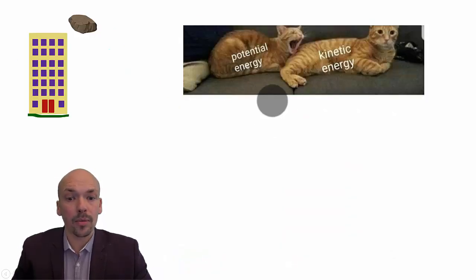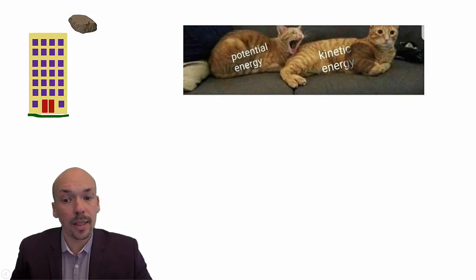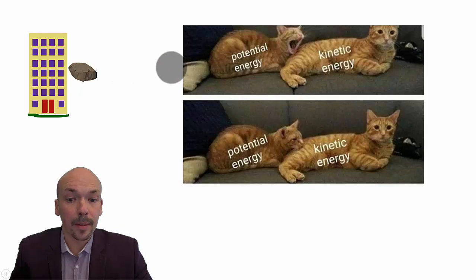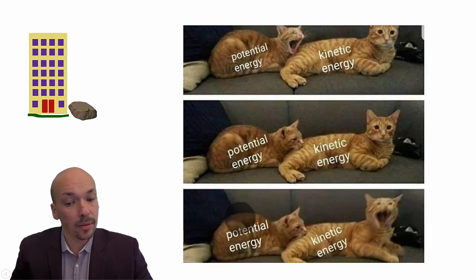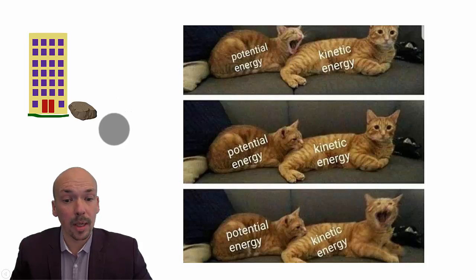This meme also shows it very nicely. We have potential energy and we have kinetic energy. First we have potential energy over here, and then in the middle the potential energy is being lowered and the kinetic energy is going up. The potential energy is giving its energy to the kinetic energy, and then at the end you have no more potential energy and you have a lot of kinetic energy. And of course the other way around, when we are throwing something up, we first have a lot of kinetic energy and then a lot of potential energy at the end.